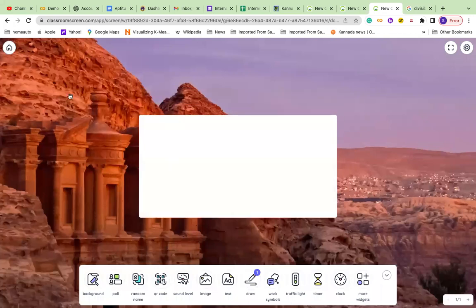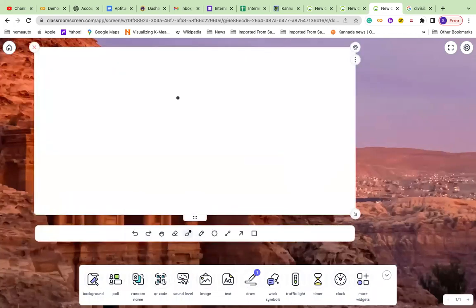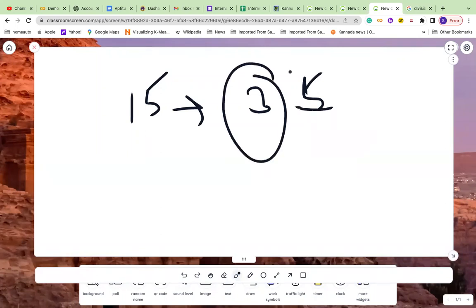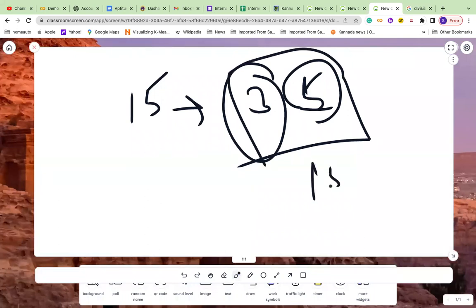For example, if I'm asking you to check divisibility by 15, how should I check? 15 is the multiplication of which two prime numbers? 3 and 5, correct? If the number is divisible by 3 and the number is divisible by 5, then that number is divisible by 15. Is that clear?